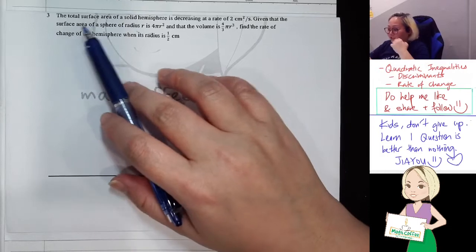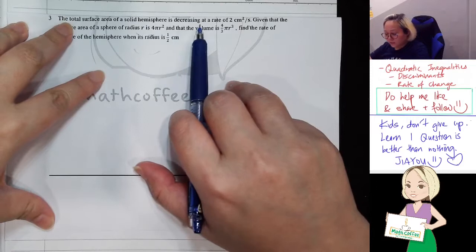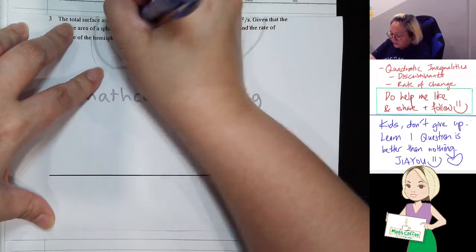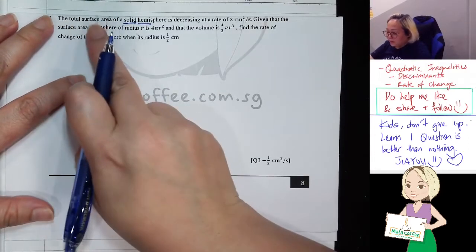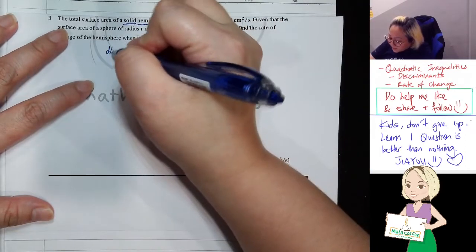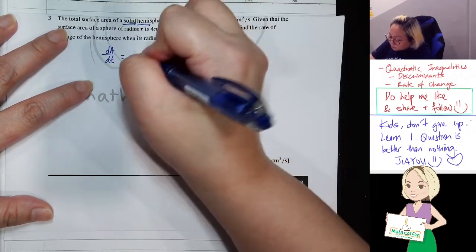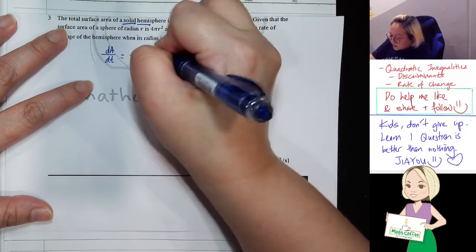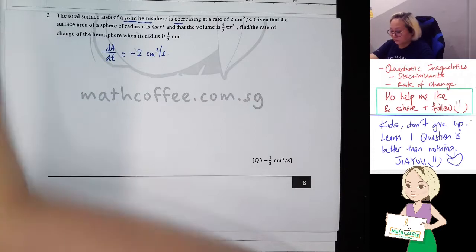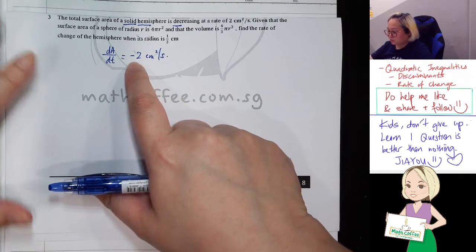Okay. The total surface area of a solid hemisphere is decreasing. See this? Decreasing. And take note of all those keywords. This is hemisphere and it is a solid hemisphere. So they talk about total surface area and this is cm square per second. So I'm going to write dA/dt is equals to, because of the word decreasing, you have to put minus 2 cm square per second. Okay, so take note, this is decreasing, so got to put minus 2.